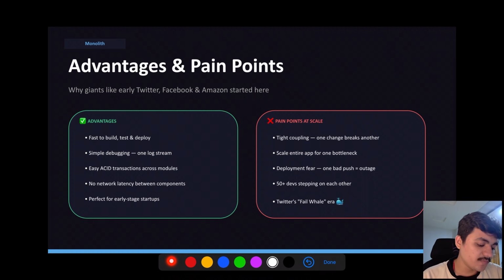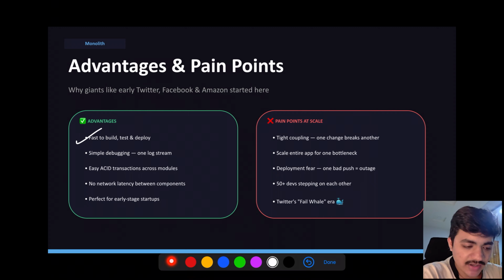So what are the advantages and disadvantages of this architecture? Firstly, it is fast to build, test, and deploy. What does it mean? As it is a single unit, it's easy to maintain, debug, and test. Why? Because everything is in a single unit. When you debug, you know the exact flow of the application. You know exactly which part is not working, where we need to scale, what the actual problem is, and how data is flowing. It's really easy to debug. The communication between the services is also really fast here.